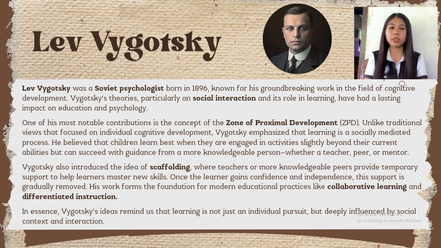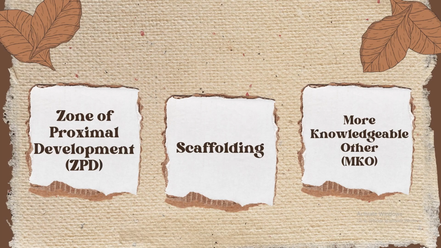His work forms the foundation for modern educational practices like collaborative learning and differentiated instruction. In essence, Vygotsky's ideas remind us that learning is not just an individual pursuit but deeply influenced by social contexts and interactions. These are the three major concepts of Vygotsky's theory.